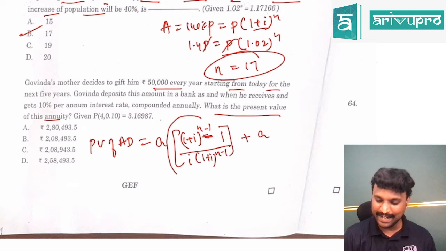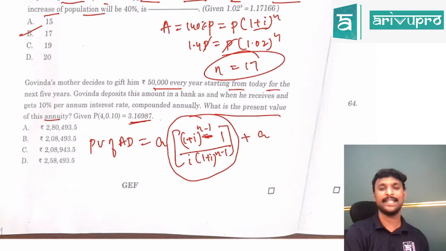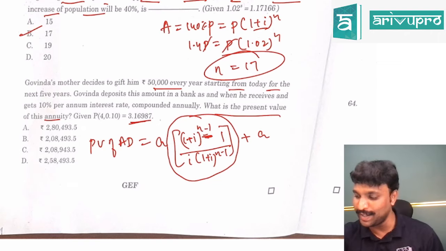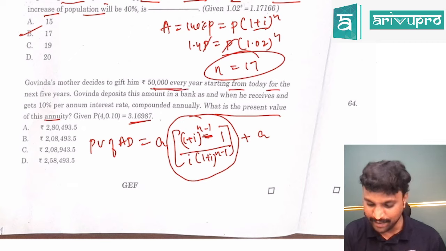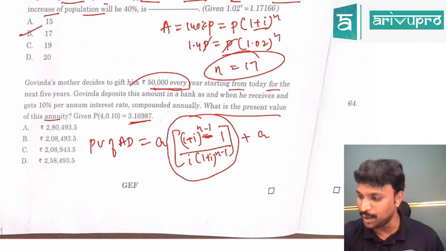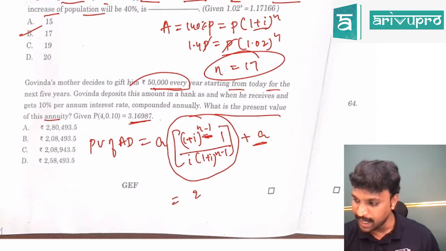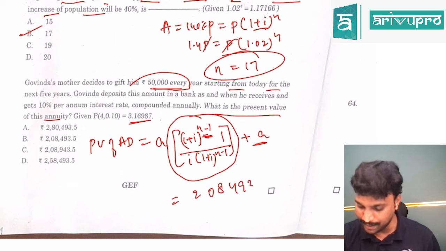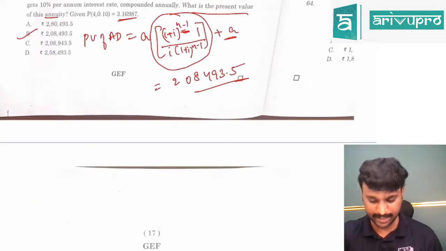Guys, this interest factor they have given already. How much it is? 3.16987. All that you have to do is 3.16987 into A. What is A? Every year 50,000. So 50,000 you multiply. Then plus A, plus 50,000. So the answer is 2,08,493.5. Option B is the answer.